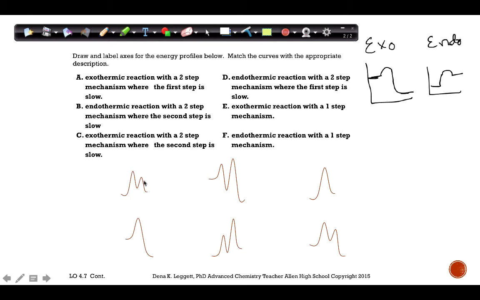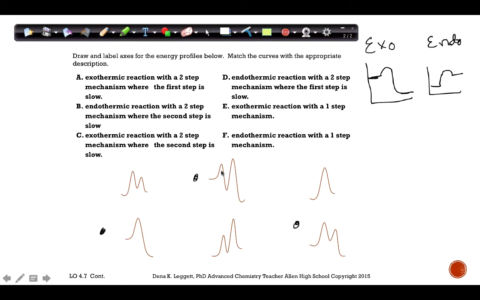All right, so let's look at A. A says an exothermic reaction with a two-step mechanism, where the first step is slow. Okay, so let's find all the exothermic graphs. This is exothermic, reactants are higher than products. This is exothermic, and this is exothermic. It has two steps, so it can't be this one. This is just one. It has to have more than one hump. And the first step has to be slow.